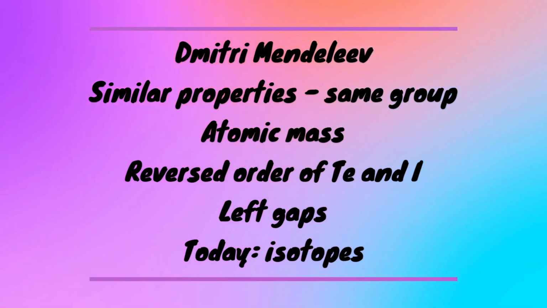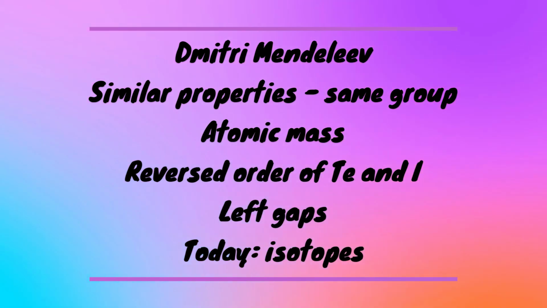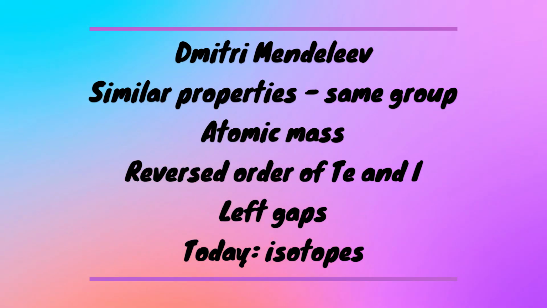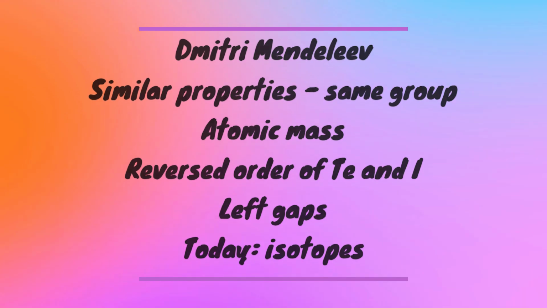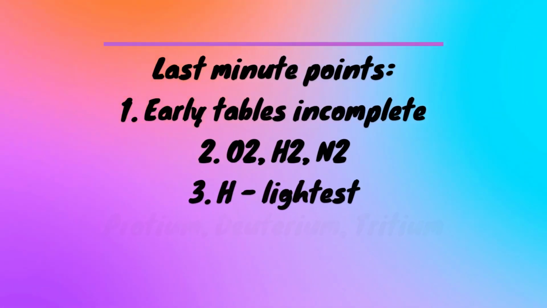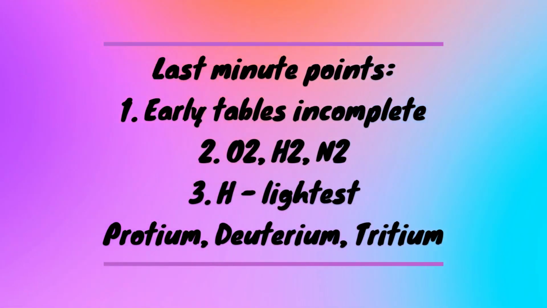Dmitri Mendeleev's ideas were really close to the modern periodic table, with the only exception being the discovery of isotopes, which is why ordering by atomic weight was incorrect. And finally, just to sum up this video, there are 3 more little points that don't really come under a topic that I just want to point out to you. So early periodic tables were often incomplete.